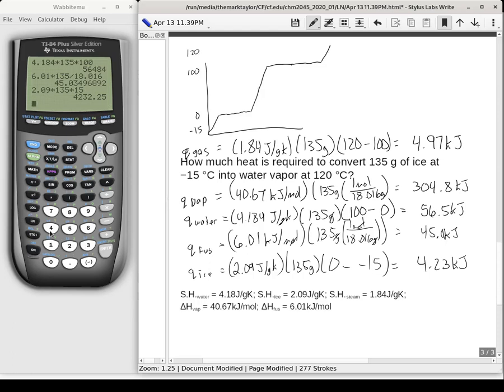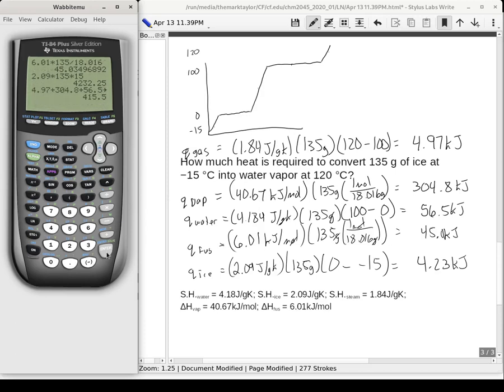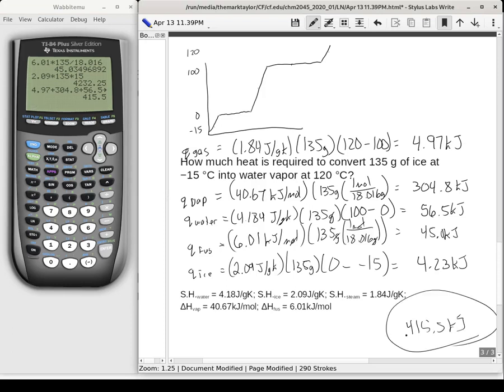But to get my answer, I'm just going to add all these numbers up. So 4.97 plus 304.8 plus 56.5 plus 45.0 plus 4.23. So grand total is 415.5 kilojoules. Assume I did my math all right.